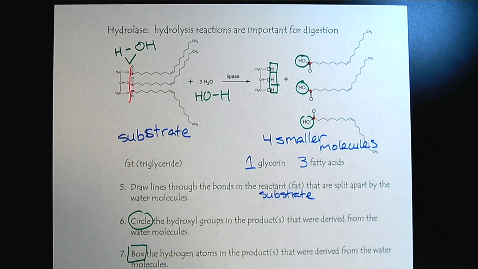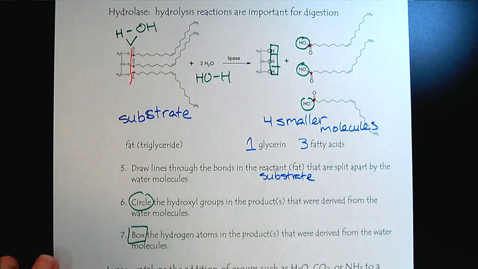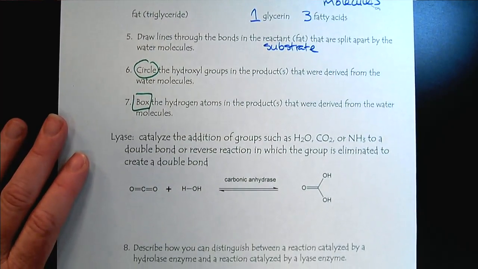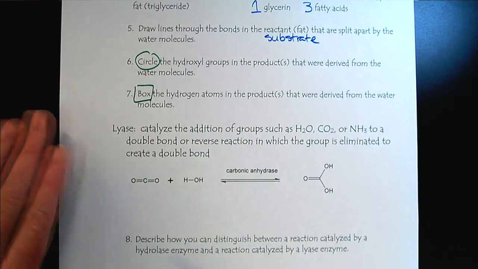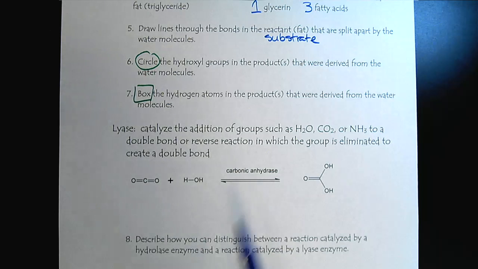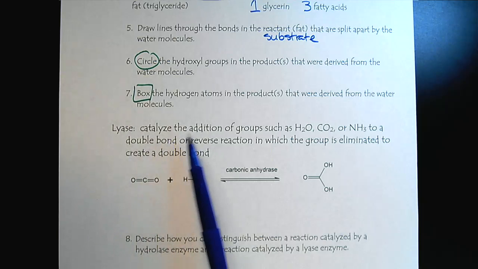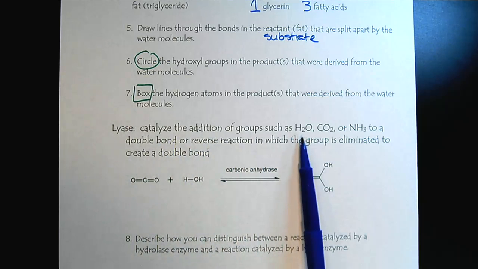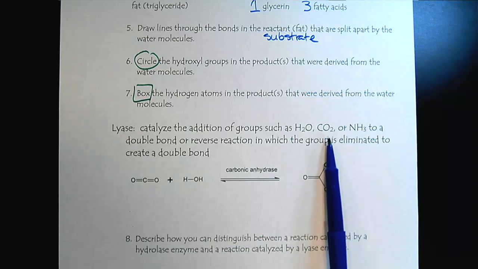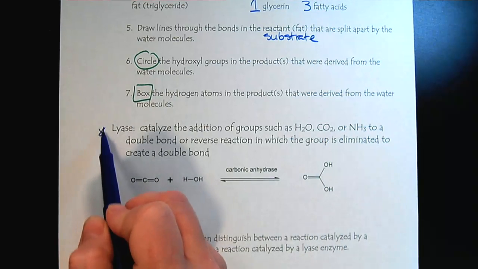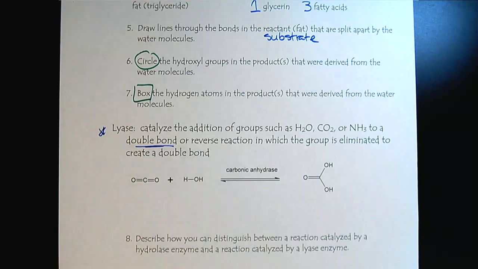Alrighty. So now let's look at lyase, another enzyme that frequently has water as a reactant. So we'll look here at carbonic anhydrase. So we have carbon dioxide and water, right? So with lyases, they catalyze the addition of groups. Water is very frequent. We could see CO2 or ammonia, right? Remember, the key with lyase is it's a double bond.